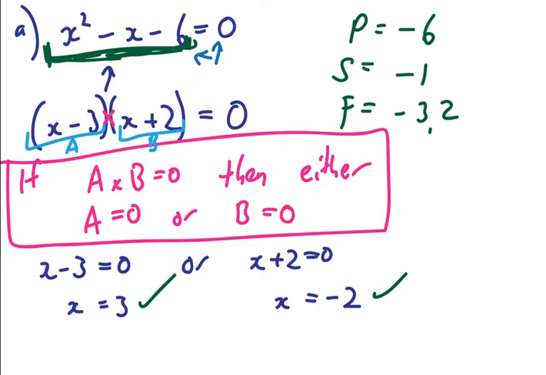Alright, that's a bit of a workout. Let's just recap and check that our solutions work. First we'll check that they work just to make sure we're looking good. X is 3. If I substitute x is 3 into my equation, 3 squared is 9. 9 minus 3 minus 6. So 9 minus 3 is 6, minus 6 is 0.